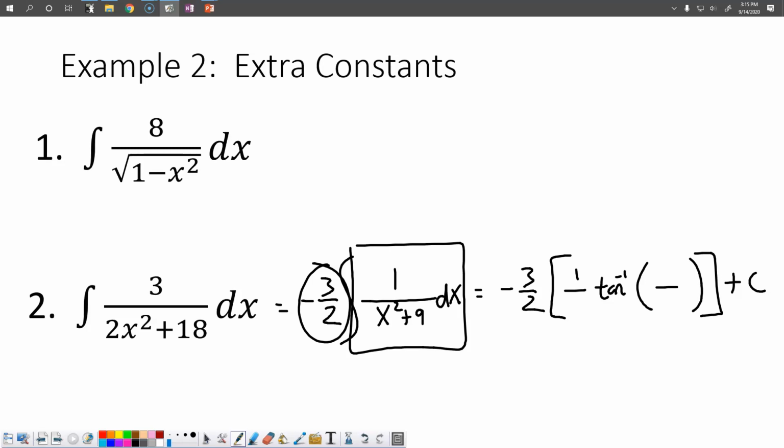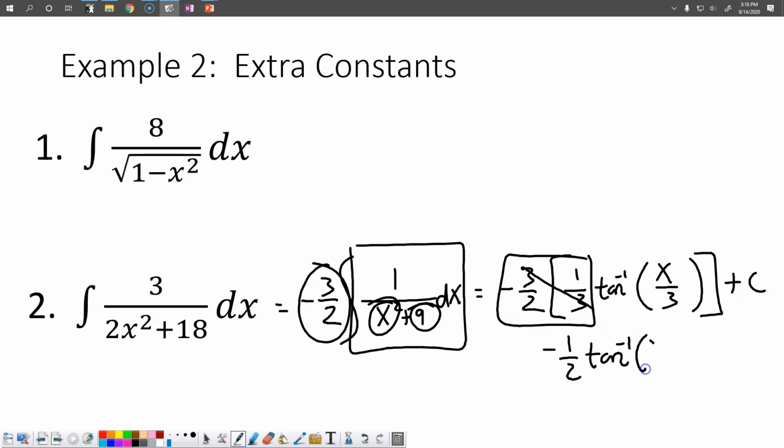But here we go. So the a is the square root of 9, which is 3. That goes in those two spots there. And the square root of x squared is x. So there's that. Now, I have these two fractions which need to be multiplied together. So those 3's cancel and I'm left with -1/2 arctangent of x over 3 plus c.